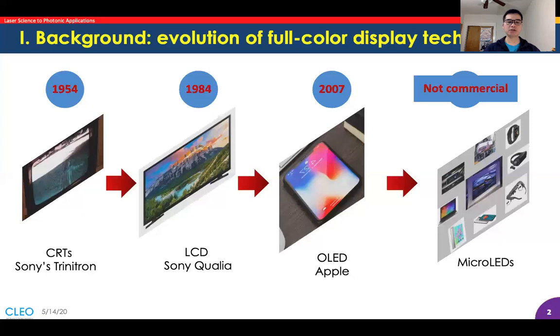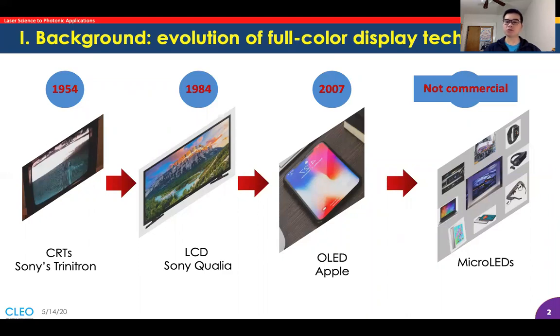Let's start with the evolution of full color display technology. The CRT is the first generation of display. It came out in the middle of the 20th century, several decades before LCD displays were commercialized. After that, OLED was introduced in 2007. The latest generation of displays, which promisingly changes the world of displays, is based on micro LEDs. It is not commercial yet.